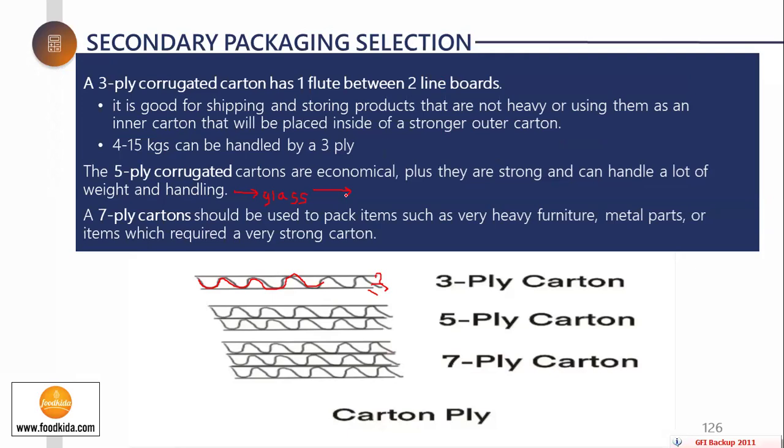Yeah, that's what I'm telling you. The type of flute in between, and the quality of paper which they are using. You have to ask for the bursting strength of that paper, the thickness of the paper, and the GSM of the paper. GSM is grams per square meter. So you also ask for those specifications of the paper they are using.